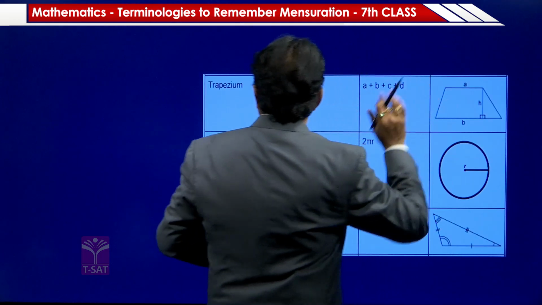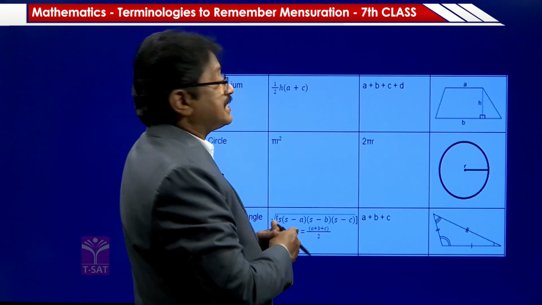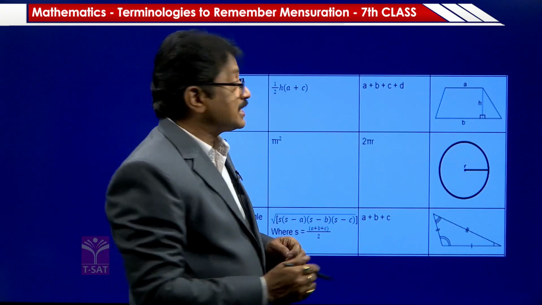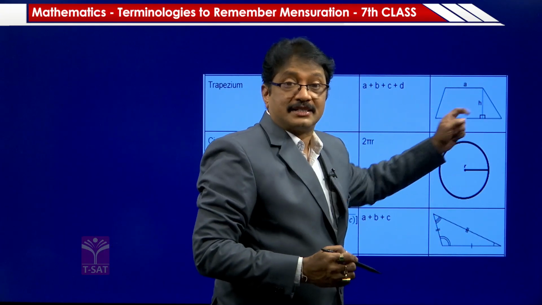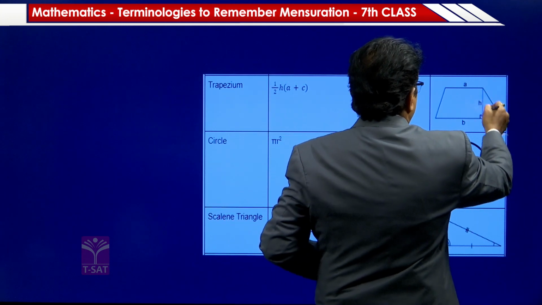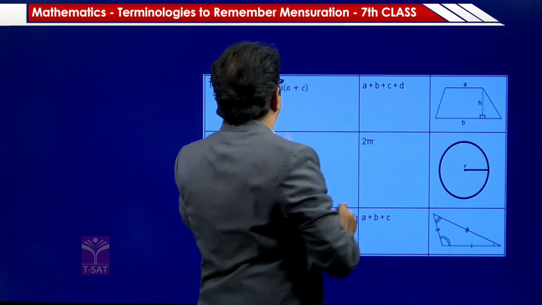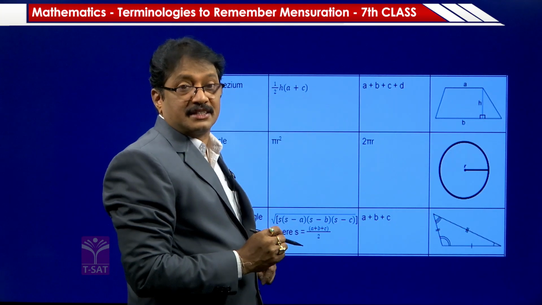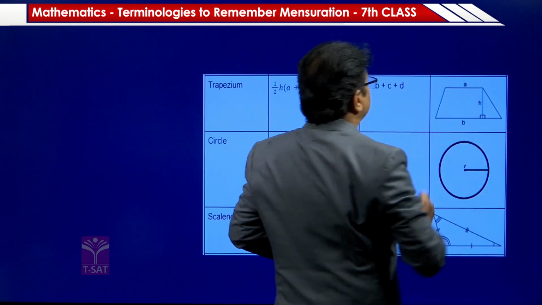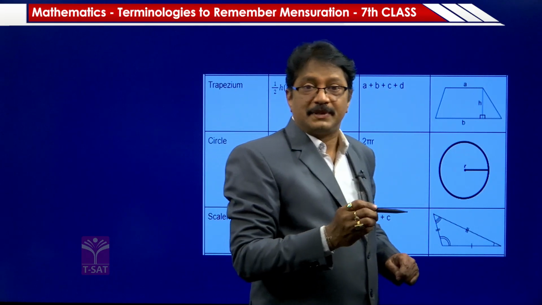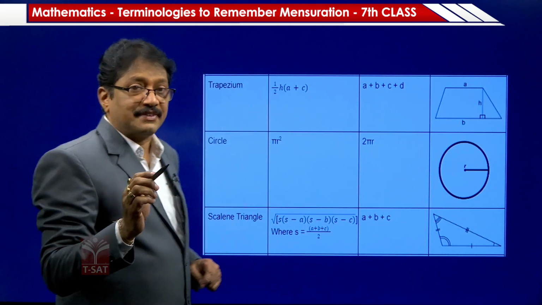Now coming to the last one here, the trapezium. What is a trapezium? A trapezium has 2 parallel sides and 2 non-parallel sides, and the distance between these 2 is h. That's the reason the area is half of h into (a plus c) is the formula. When you take a, b, c, d, then the sum of the 4 sides will be a plus b plus c plus d. Is it clear? This is very, very important.